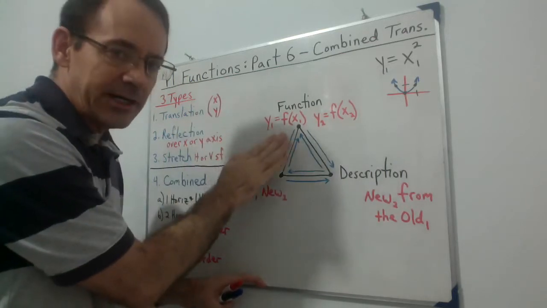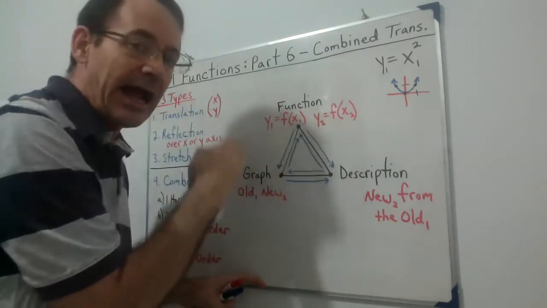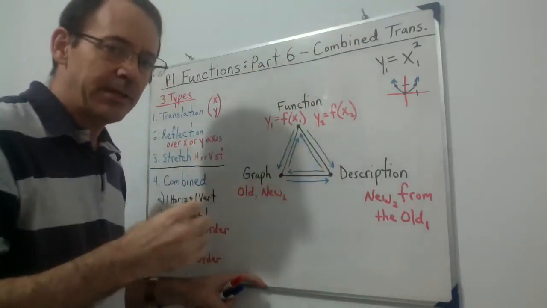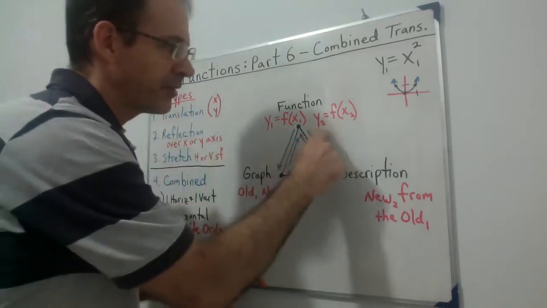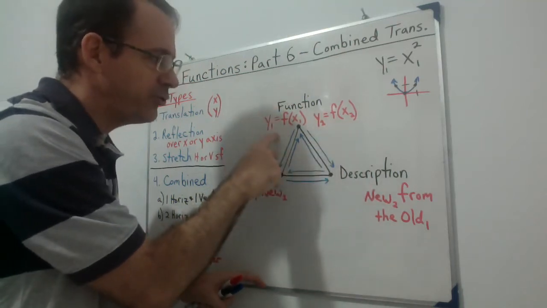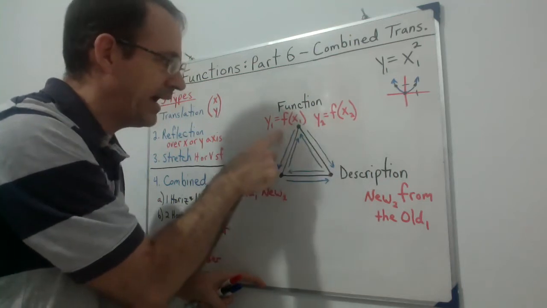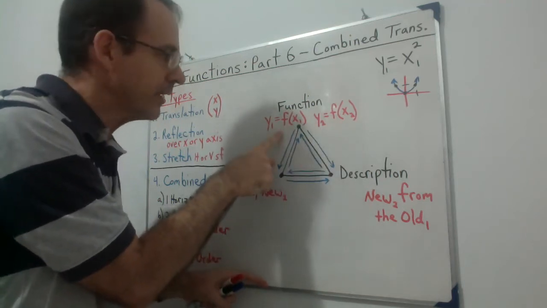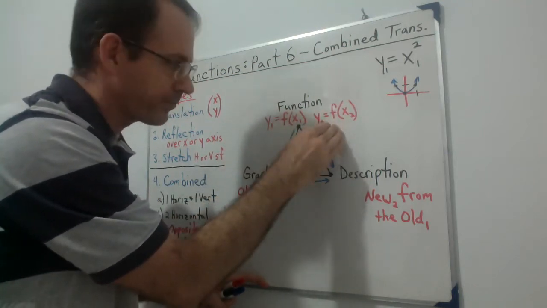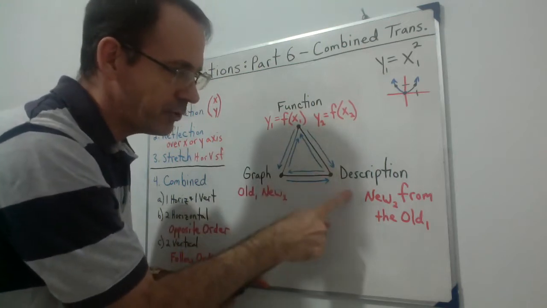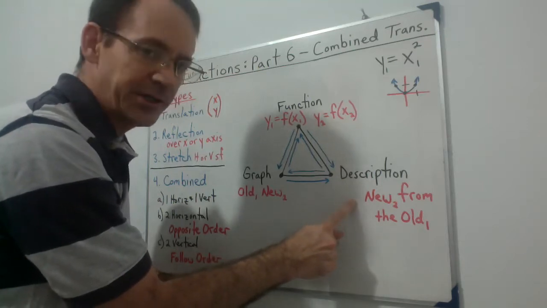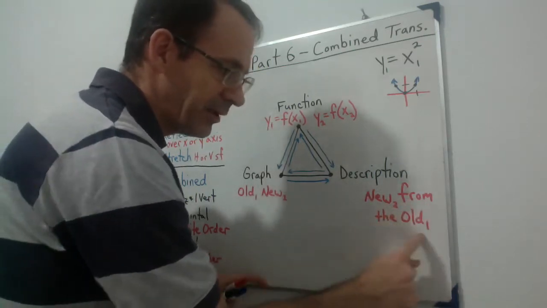So you've got your starting function, and then you're going to have after the transformations. And now we're talking about combined transformations. So that means after two transformations, this is going to be the end product. So they might give you both of these, or they might actually only give you one. If they give you both, you should be able to give the descriptions. That is, how is the new function derived from the old function?